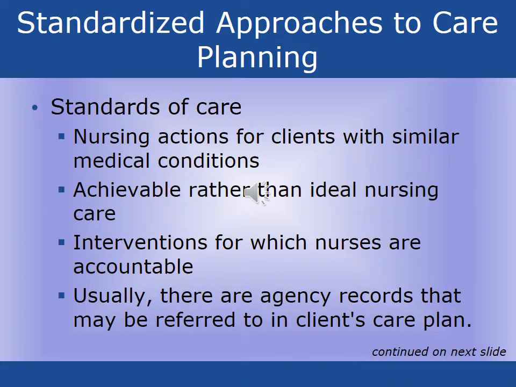Then we have standards of care, and standards of care are nursing actions for clients with similar medical conditions. And what standards of care really do is they list achievable rather than ideal nursing care. What's truly achievable with this group of clients, and it's interventions for which nurses are accountable. And usually there are agency records that may be referred to in the client's care plan.